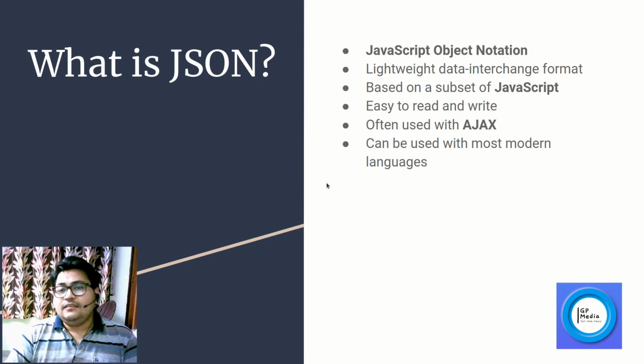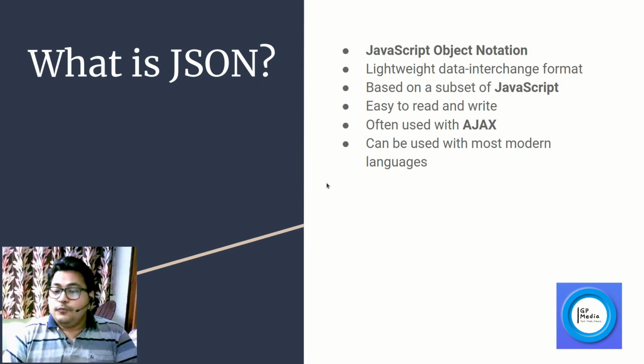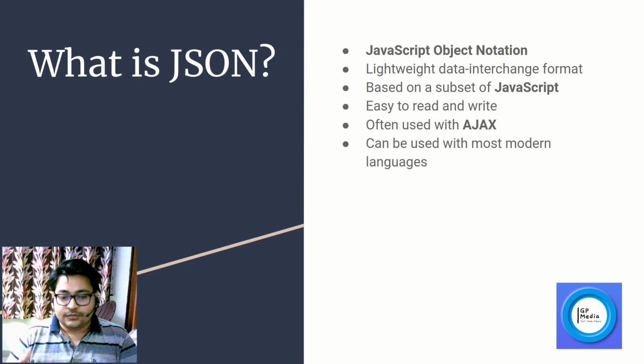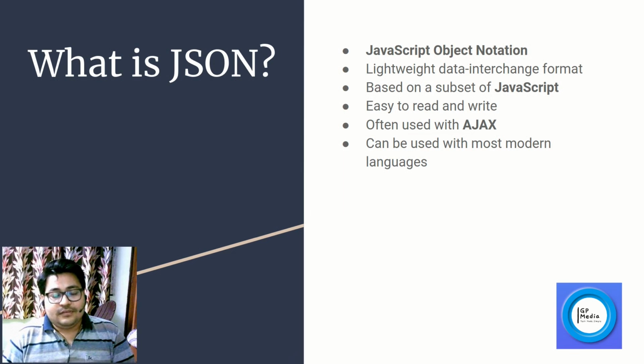Now what is JSON? The full form of JSON is JavaScript Object Notation, and this is based on JavaScript objects, and we will see them in detail in later videos. Now JSON is a lightweight data interchange format. Data interchange format means whenever we are passing any data through forms to the server or from link to link, then this type of JSON object is used.